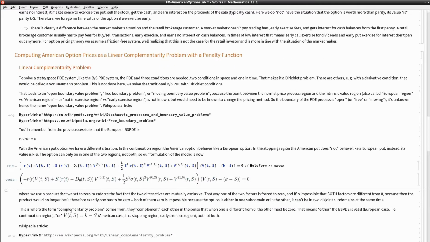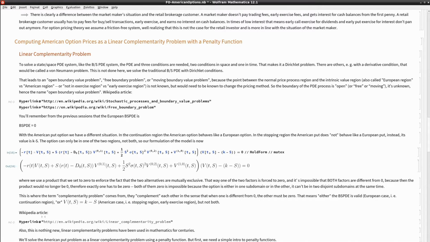And this is where the term complementarity problem comes from. These two solutions complement each other in the sense that when one is different from 0, the other must be 0, and vice versa. That means either the Black-Scholes PDE is valid, that's the European case, the continuation region, or we have the case that V equals K minus S. That's the American case, the stopping region, the early exercise region. It's impossible that both are valid.